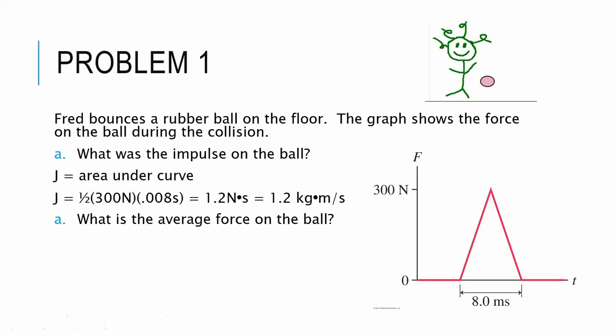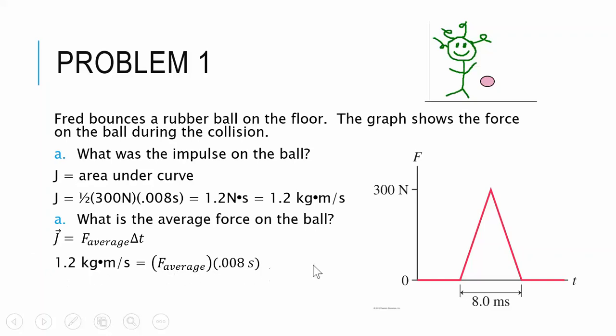Now, if I'm given that as our impulse, how can I find what the average force is on the ball? So we know we have this maximum force and our minimum force is 0 and it's over time. Well, for the average force, we're going to go back to the math equation for impulse. So the average force times the time will give us the impulse. So we're going to go backwards because now we have the impulse and the time, and we can use that to find the average force. So our impulse equals our average force times time. Then we're going to divide both sides by 0.008, and we get our average force was 150 newtons.